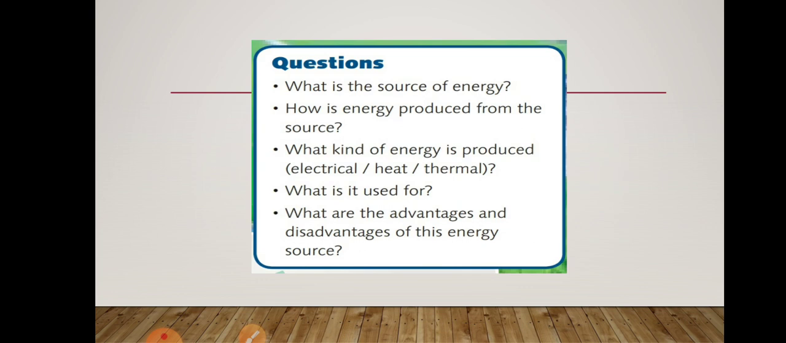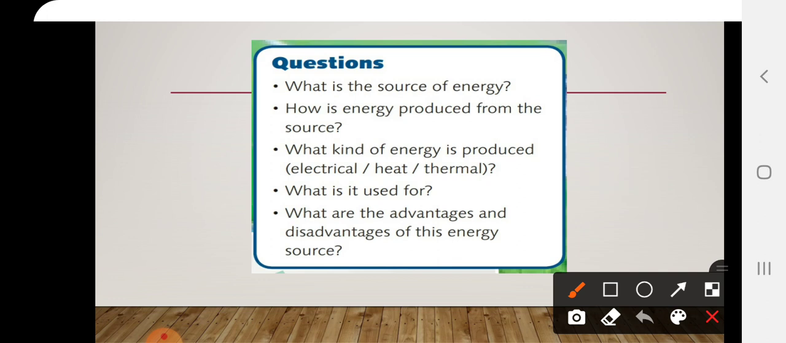Question number 1. What is the source of energy? Well, we have chosen one. For example, wind energy. So you have to choose a type or a source of energy. Wind, water, heat, sun, and so on. Thermal. How is energy produced from the source? How can this energy be produced from the source?